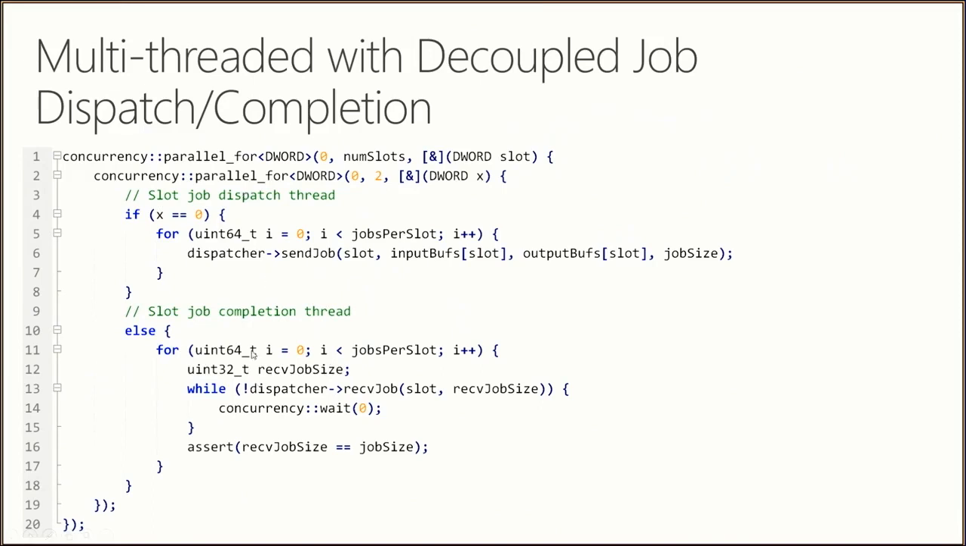So rather than spawning one thread per slot, we spawn two threads, one for sending jobs and another for receiving jobs. Again, we use the parallel for construct, but here we nest two loops such that each thread has a unique slot and ID pair. Here ID represents if a job is assigned to dispatch or is assigned to job completion. The X is the ID here.